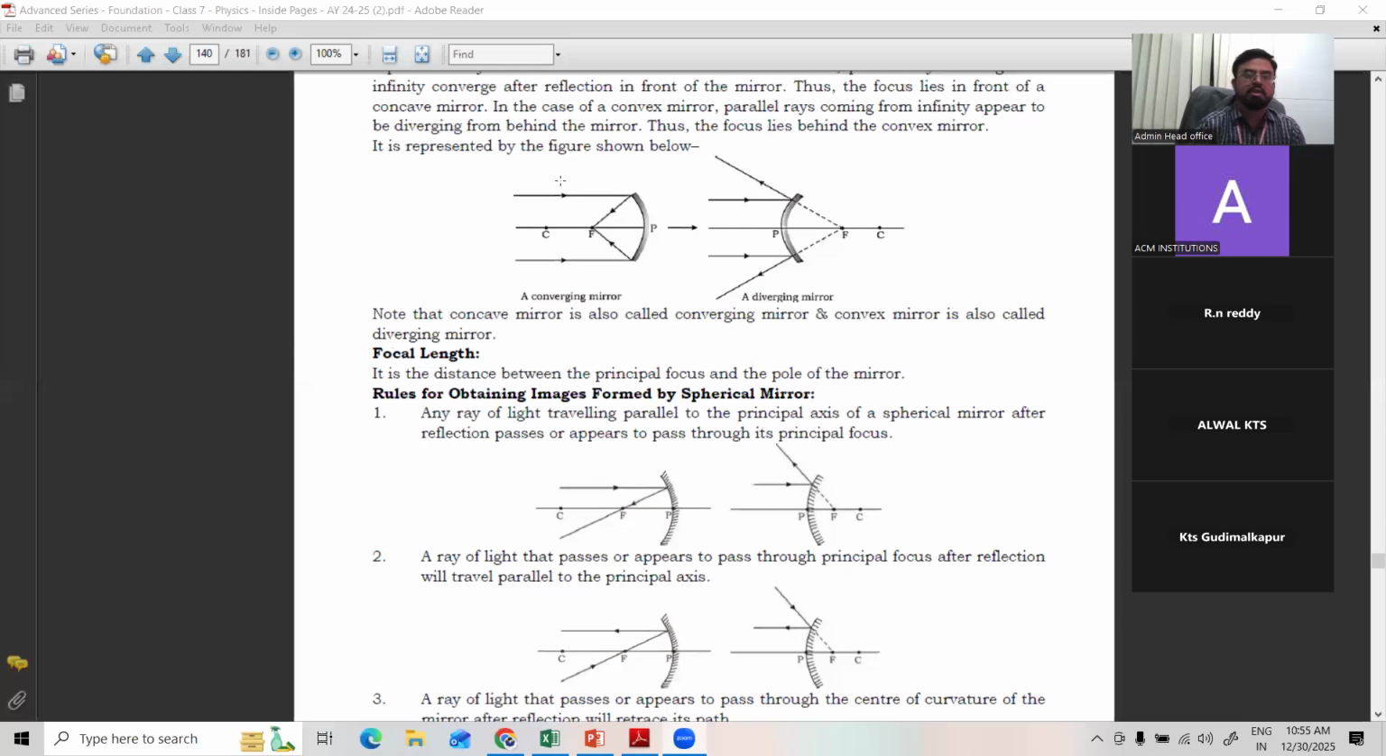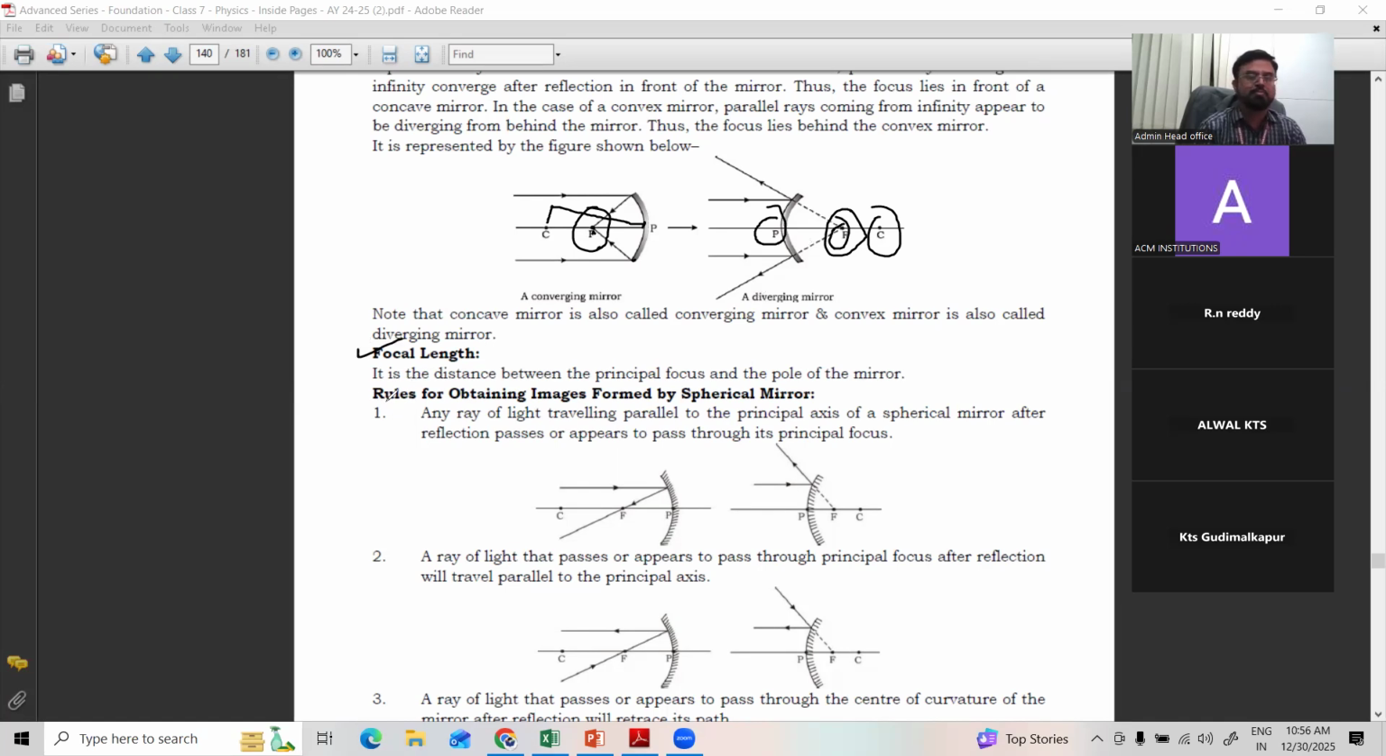See here, after reflection what happened? They are coming back and meeting at this particular point. This point is called the focus. This is diverging, that is concave, converging, convex. After striking here, see the two parallel lines come, strike here, reflect back and meet at this point, which is always half of the radius of curvature. So P is the pole, small p is the principal focus, and C is the center of curvature.